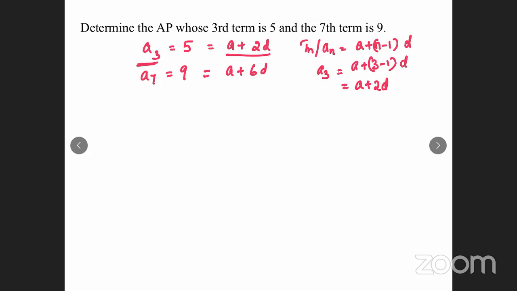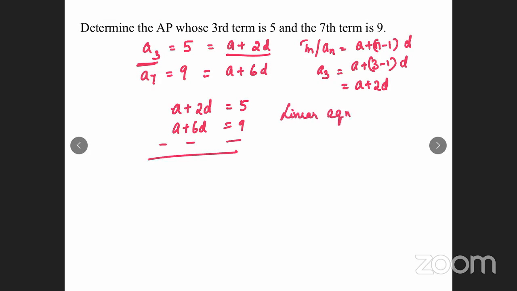A plus 6D is equal to 9. So can I say they were given these values? A plus 2D and A plus 6D, which are equal to 5 and 9. If we subtract these values, what is the value we are getting? Why we are subtracting is because now it is a linear equation in two variables.